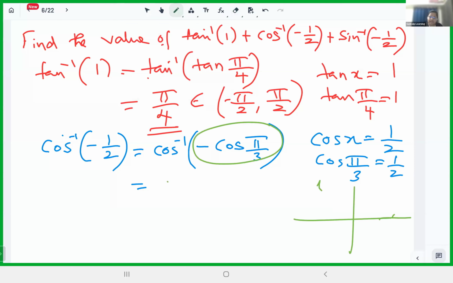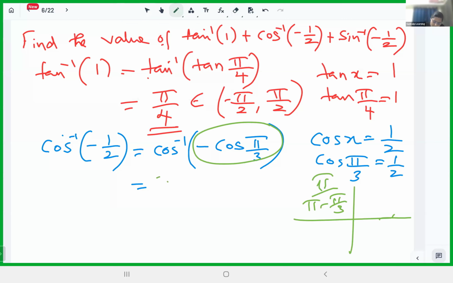So how will you apply? We know in the second quadrant cos is negative, right? So we can write this one as pi minus pi by 3. Pi minus theta is the general form of the angles in the second quadrant. And here it is pi by 3. So instead of theta I have taken it as pi by 3.